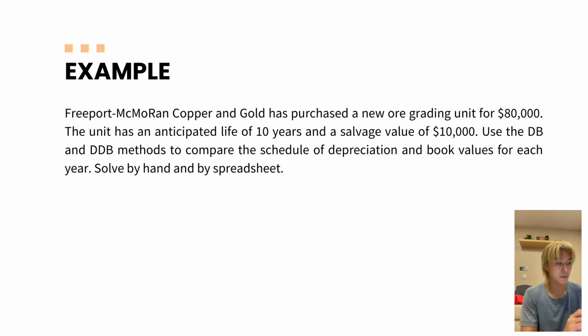For the next example, Freeport McMoRan Copper and Gold has purchased a new ore grading unit for $80,000. The unit has an anticipated life of 10 years and a salvage value of $10,000. Use the DB and DDB methods to compare the schedule of depreciation and book values for each year, solved by hand and by spreadsheet.